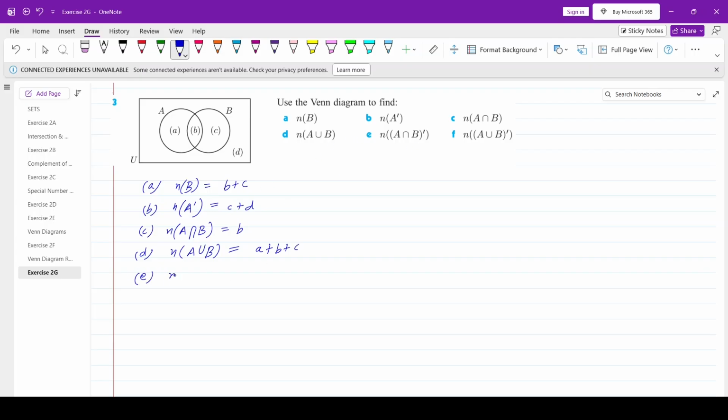The number of elements in A intersection B whole complement is going to be, first we need to know what is A intersection B. A intersection B is this part, and its complement will be everything apart from this part. That is going to be a plus c plus d.